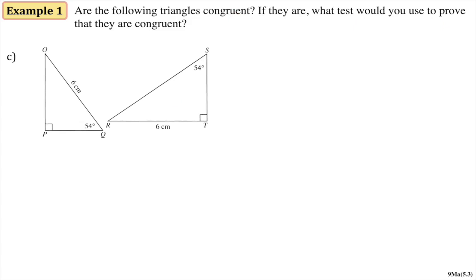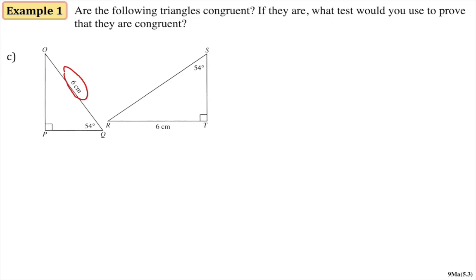Well, let's check. They both have a right angle symbol. They both have 6 centimetres. They both have a 54 degree. So you might think they're congruent, but let's just double check something here. When I look at this, something's not right. If you look at this side here, that's the hypotenuse, and that's 6 centimetres.